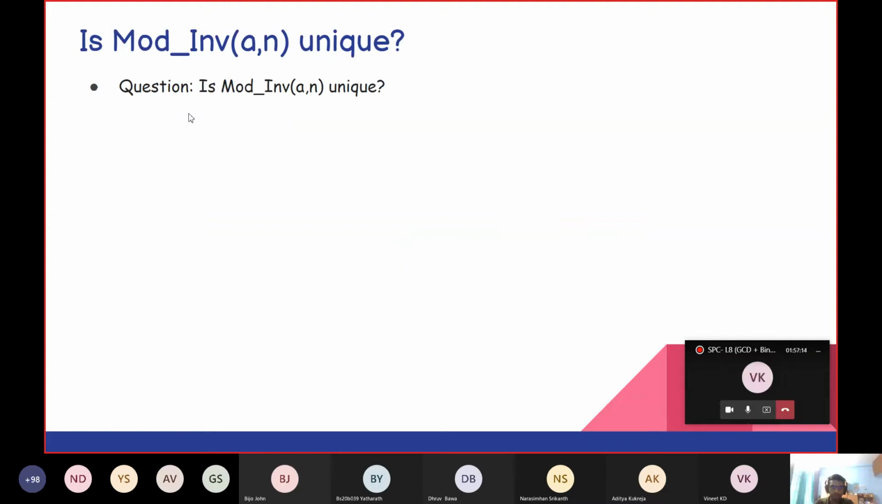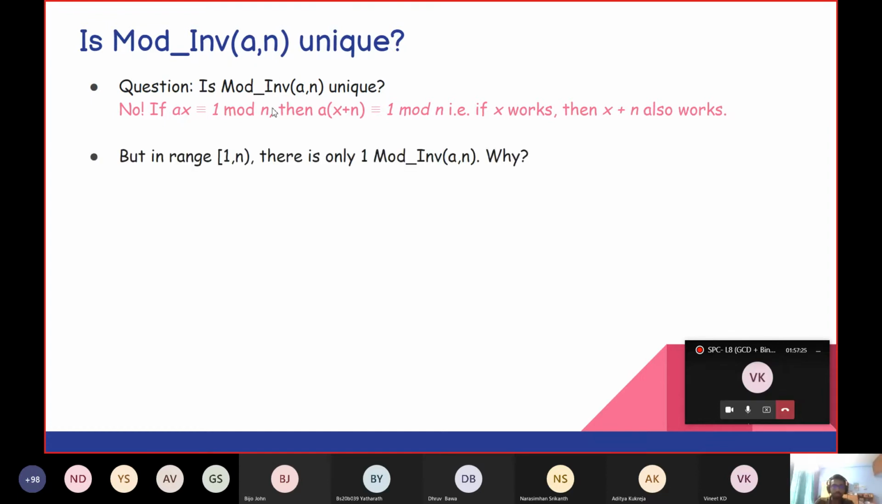Now, is mod inverse unique? Yeah, we just saw it from Nassim's example. So if x works, x plus n works. When I say mod inverse of A comma n, I mean what values x can take, but we will only focus on the values between 1 to n. So again, this was an exercise for you guys.